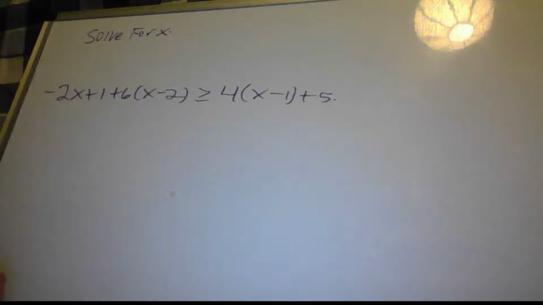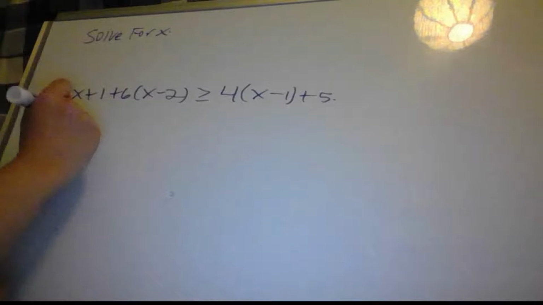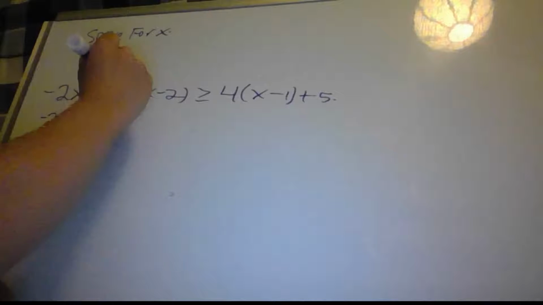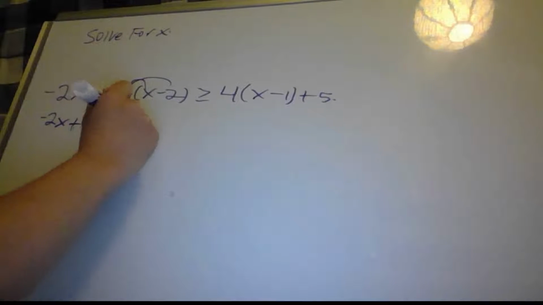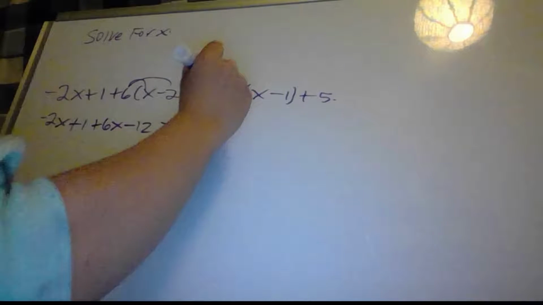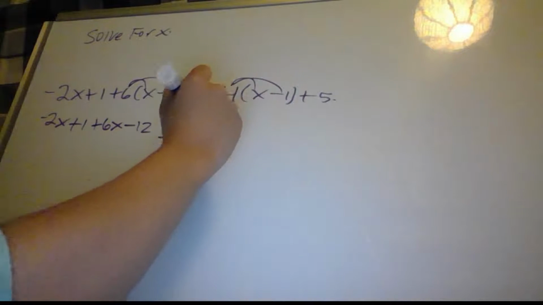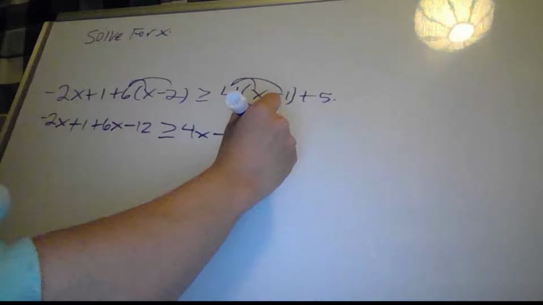Solve for x, right? So number 1, it's negative 2x plus 1 plus, and then we're gonna distribute our 6, right? 6x minus 12 is greater than or equal to 4. We're gonna do distributive property for x minus 4 plus 5, right?